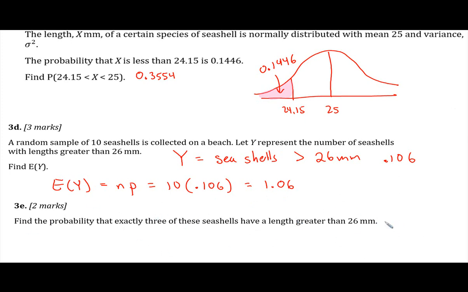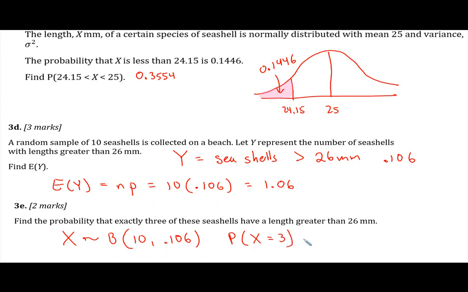If we define X as binomially distributed, there are 10 seashells now, and the probability of a seashell being greater than 26 millimeters, we know, is 0.106. So this becomes a binomial distribution question, because it meets our 4 criteria to be a binomial distribution. Now we're trying to calculate the probability that exactly 3, so capital X is equal to 3.